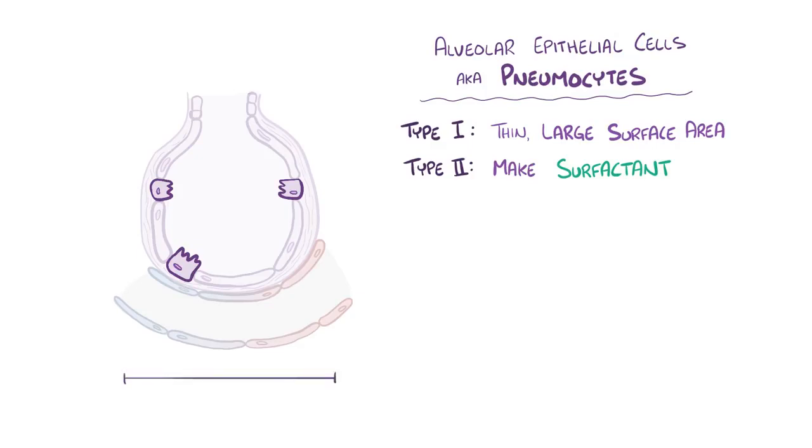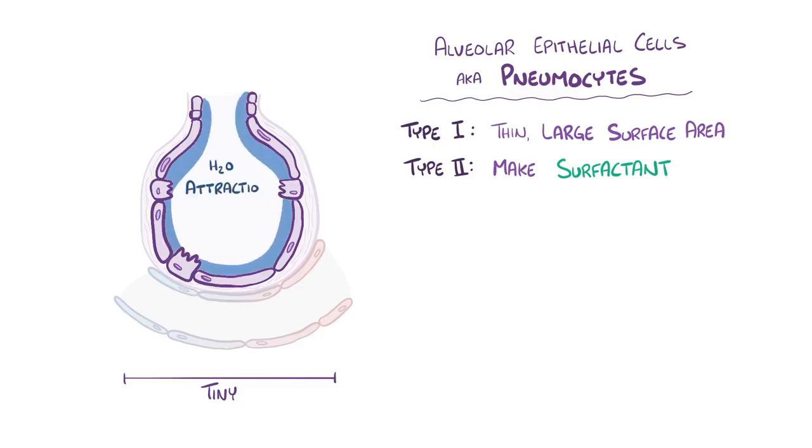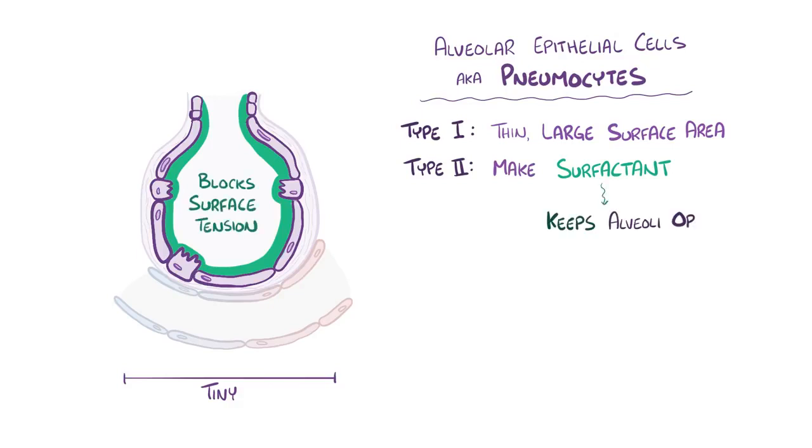The alveoli are so tiny that their walls end up being really close together. Surface tension from water molecules lining the alveolar walls can easily attract one another and pull the walls together, making the alveoli collapse. Surfactant contains various phospholipids and is a bit like a droplet of oil that coats the inside of the alveoli, blocking the surface tension so that the alveoli stay open.